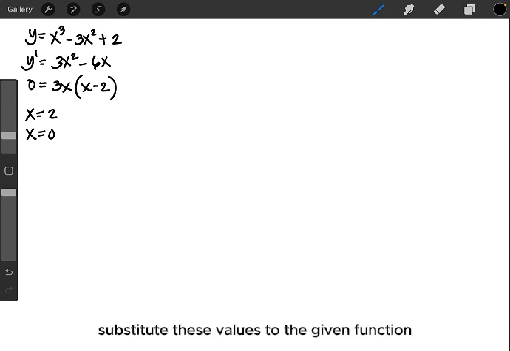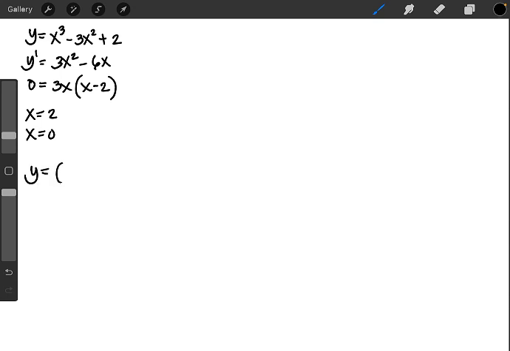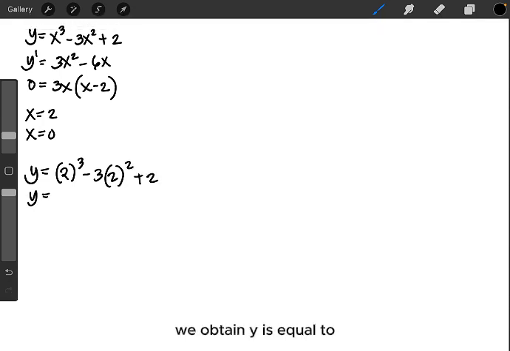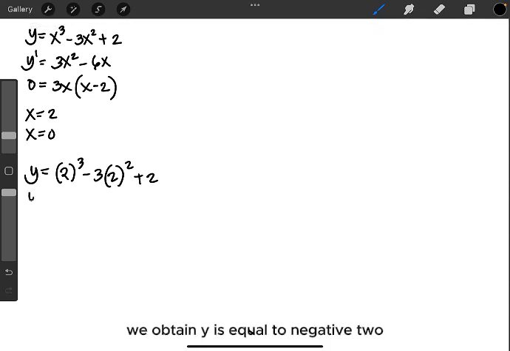Substitute these values to the given function to find the ordinate. y is equal to 2 cubed minus 3 multiplied by 2 squared plus 2. We obtain y is equal to negative 2.